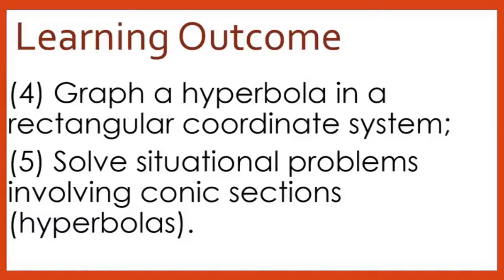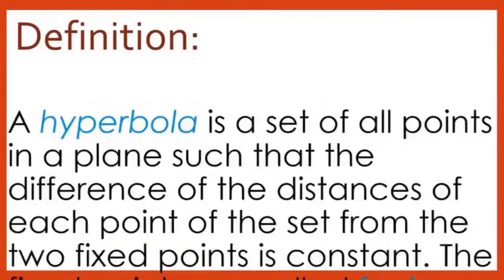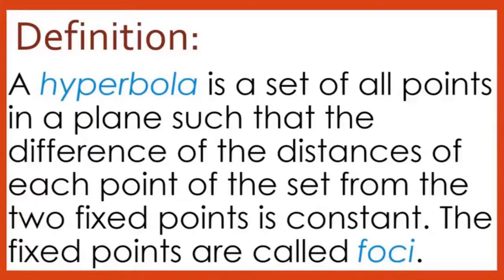Okay, so let's start our lesson by defining hyperbola. Ano ba ang hyperbola? It says a hyperbola is a set of all points in a plane such that the difference of the distances of each point of the set from the two fixed points is constant. The fixed points are called the foci. So, ibig sabihin, if we're going to determine the distance of any point on the hyperbola from the two fixed points called the foci, it is always constant. And that constant value is 2a.